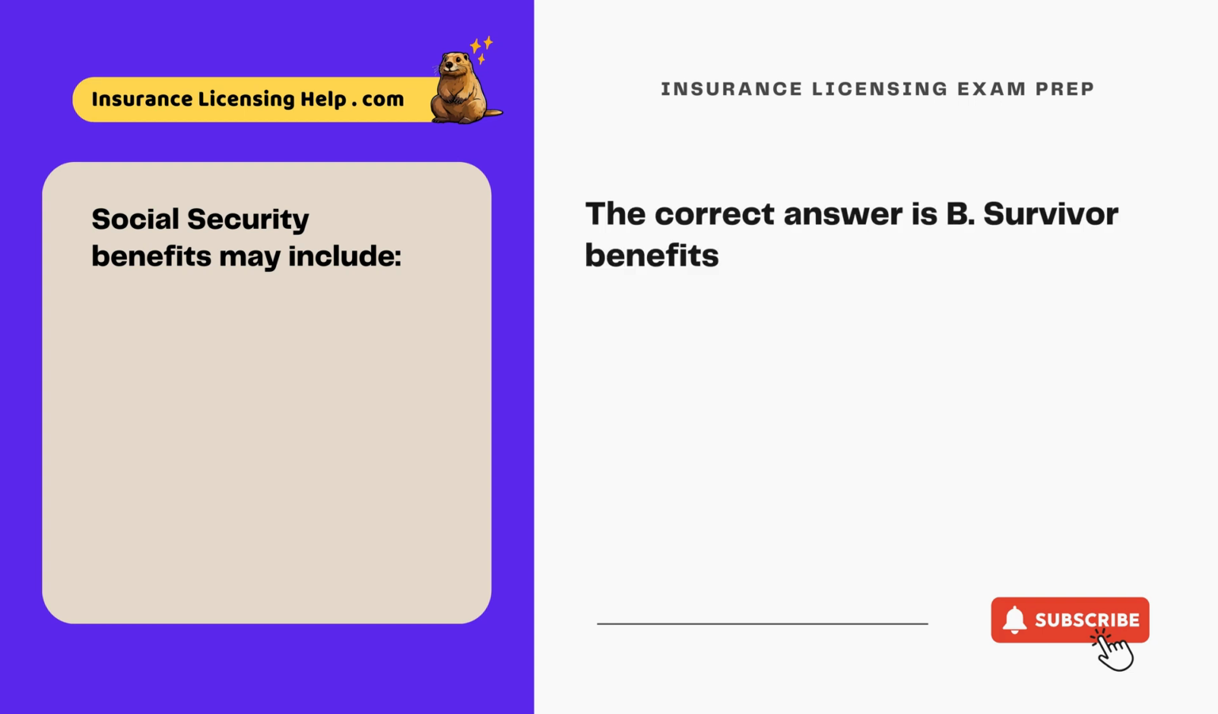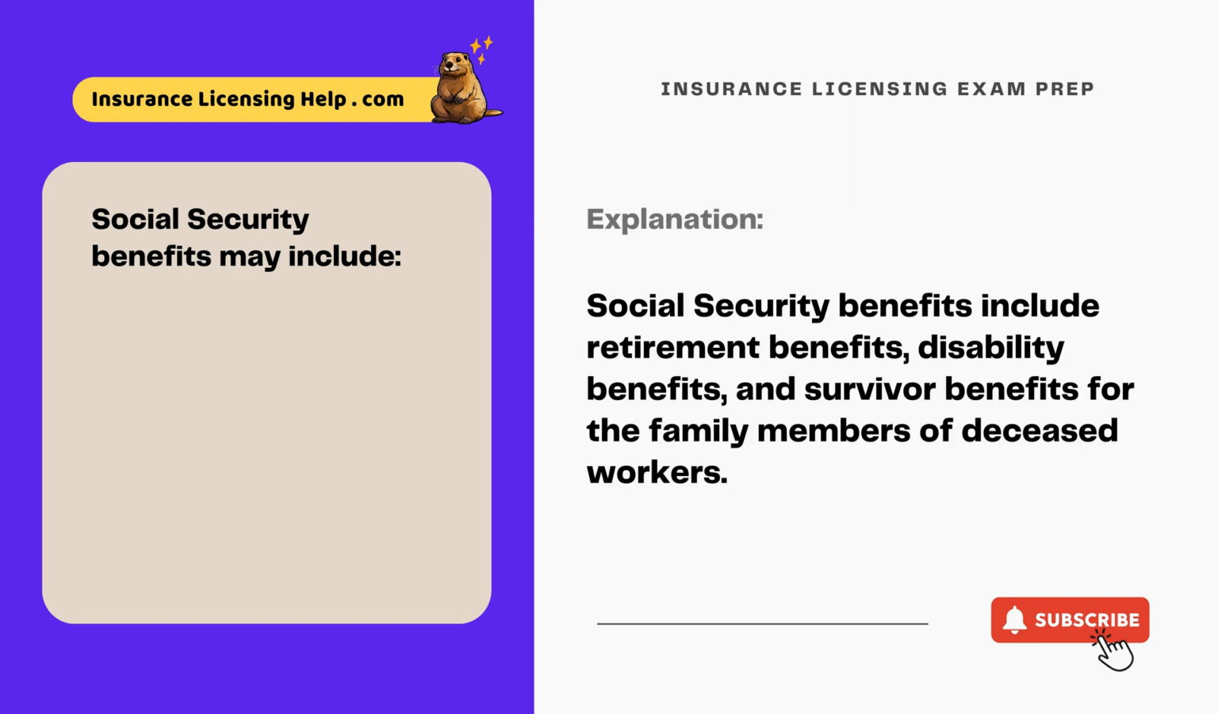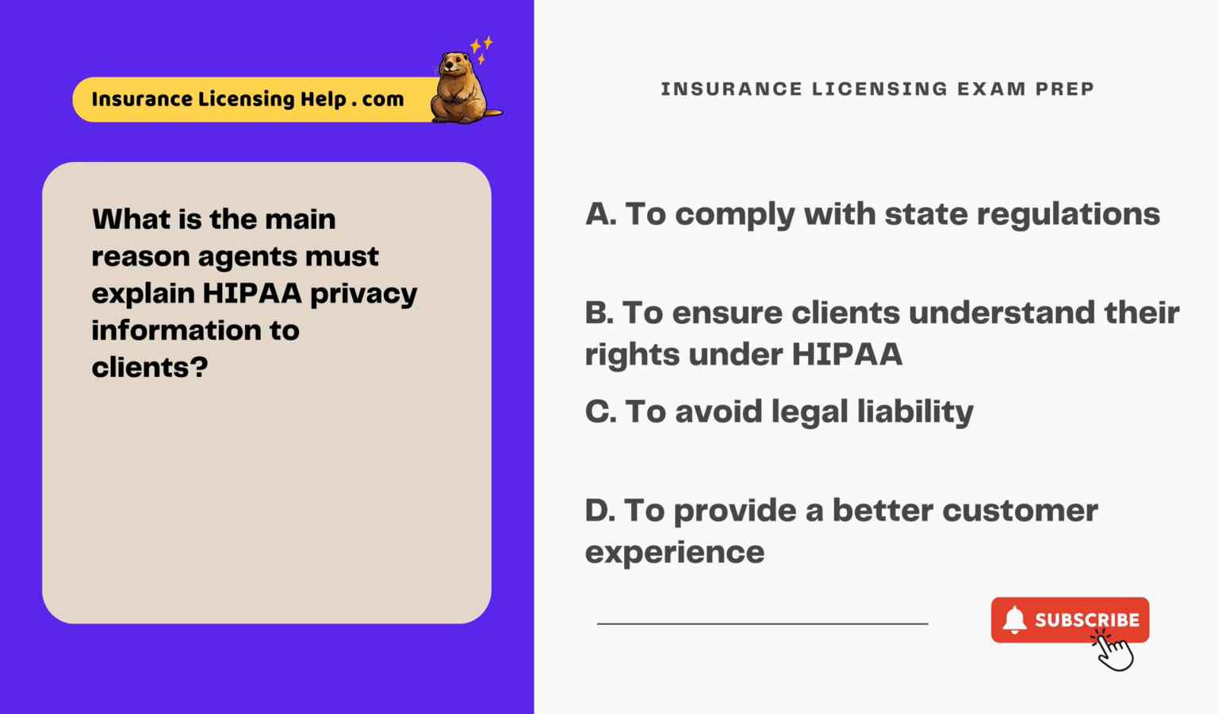The correct answer is B. Survivor benefits. Social Security benefits include retirement benefits, disability benefits, and survivor benefits for the family members of deceased workers. What is the main reason agents must explain HIPAA privacy information to clients? A. To comply with state regulations. B. To ensure clients understand their rights under HIPAA. C. To avoid legal liability. D. To provide a better customer experience.